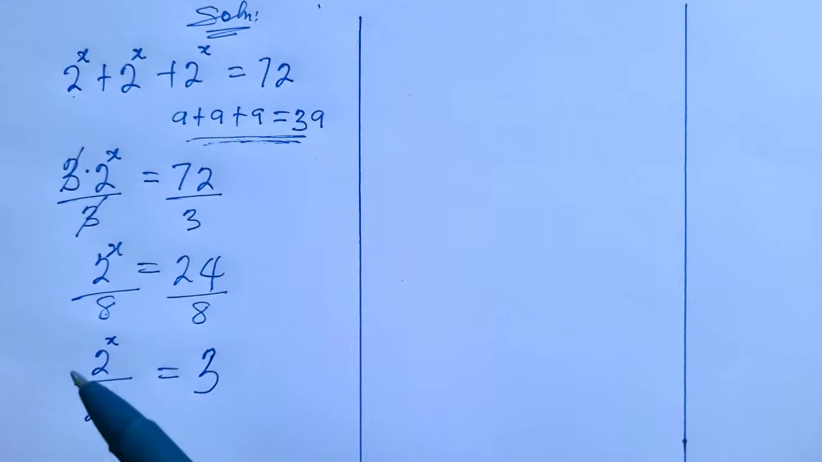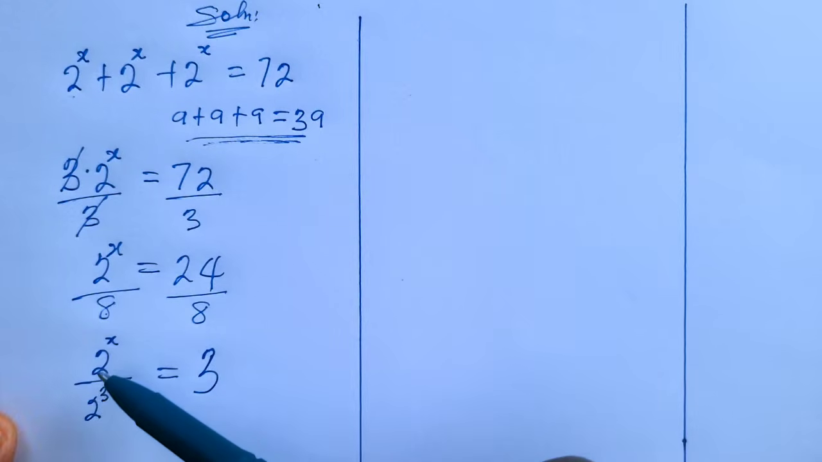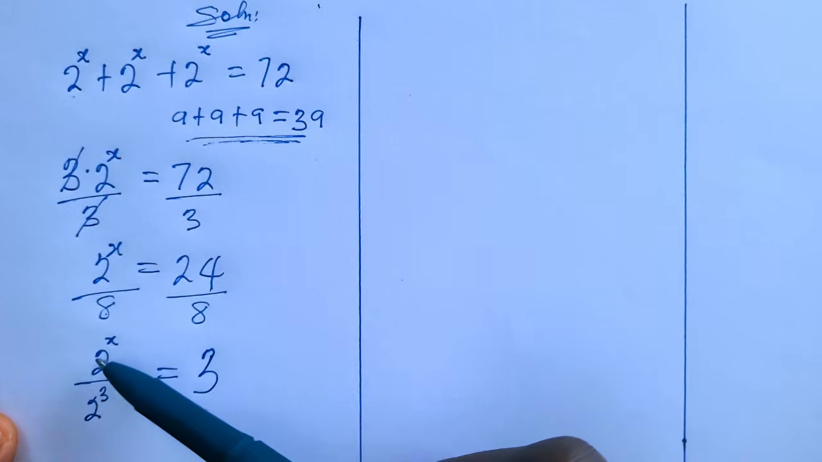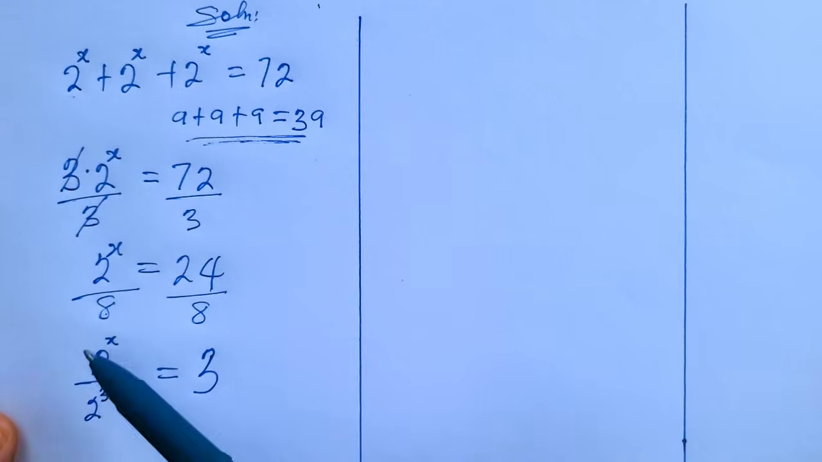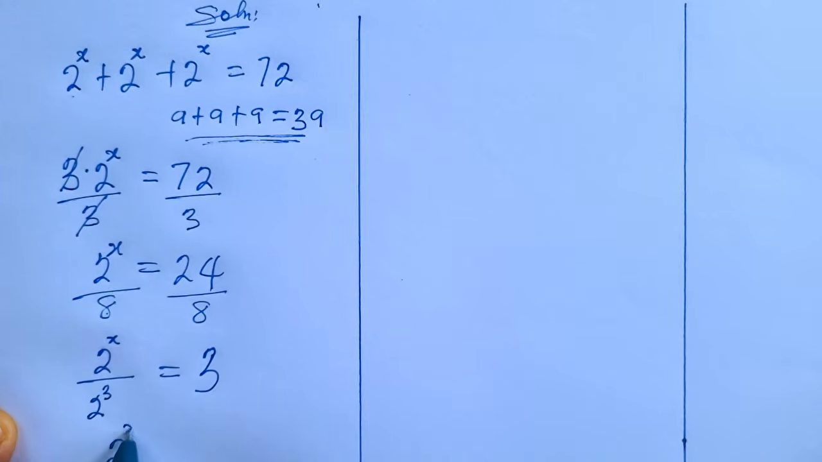Now, in this case, recall from indices that whenever we have the same base and division, we subtract the powers. Here, at the left hand side of the equation, we have the same base of 2, therefore we are going to subtract the powers. We pick one base, we subtract the powers, we have 2 to the power of x minus 3 equals 3.